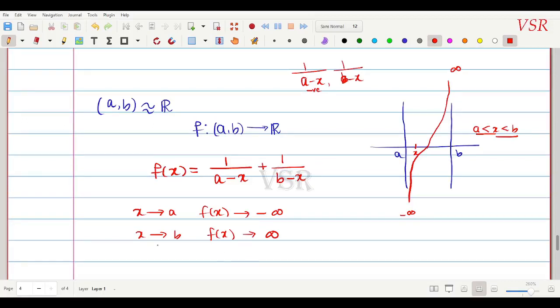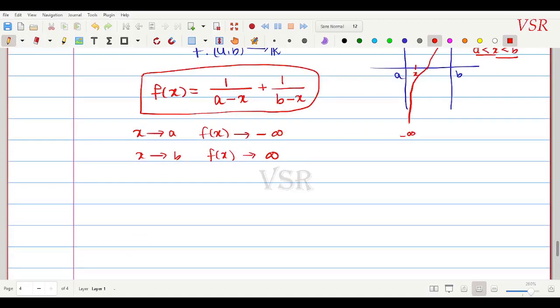So this is the required function, this is a homeomorphism. Okay, this is a homeomorphism. Homework: prove that f is bijective. Proving continuity, and that the inverse is continuous, is very simple, so we can skip it. You only prove that it is bijective.